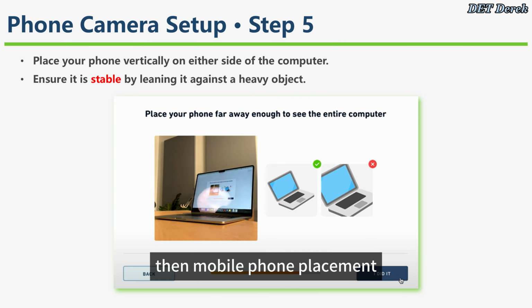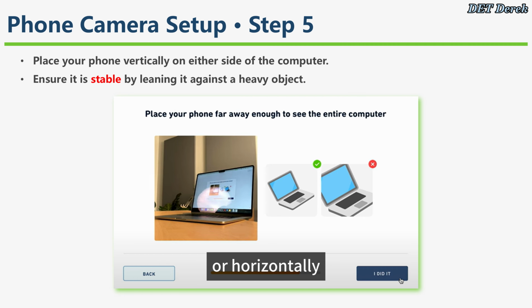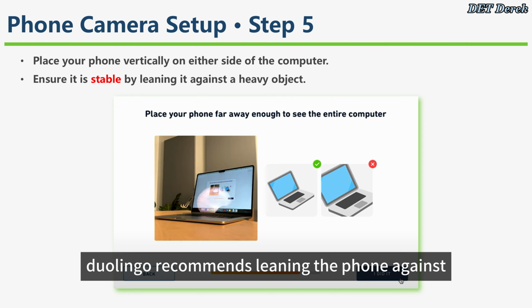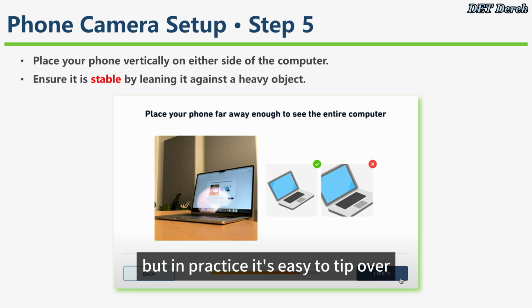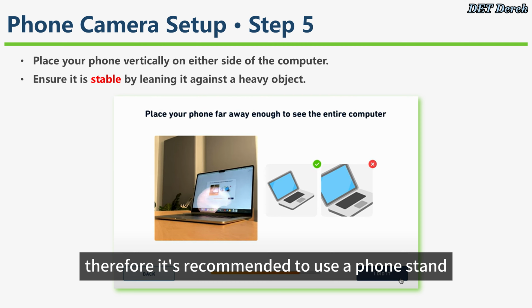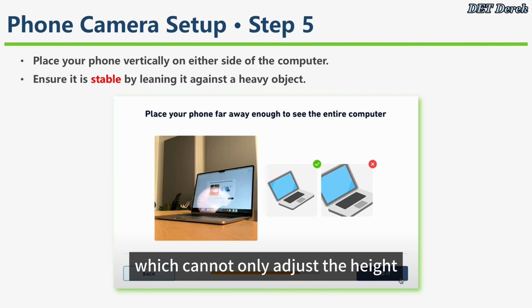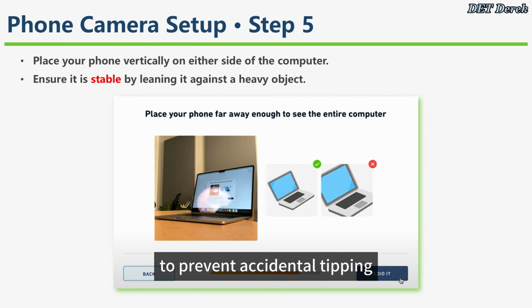Then, mobile phone placement. The phone can be placed on the left or right side of the computer, either vertically or horizontally. Duolingo recommends leaning the phone against a heavy object such as a heavy water cup to keep it stable. But in practice, it's easy to tip over. Therefore, it's recommended to use a phone stand, which can not only adjust the height but also fix the phone more stably to prevent accidental tipping.